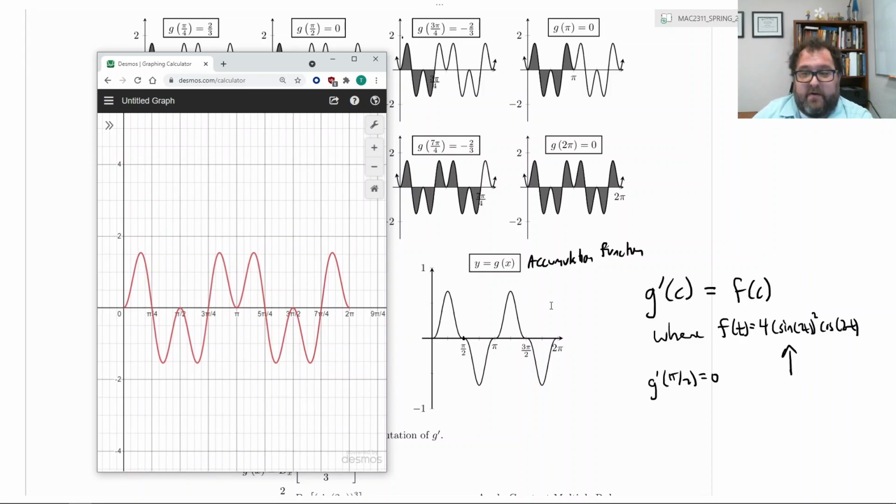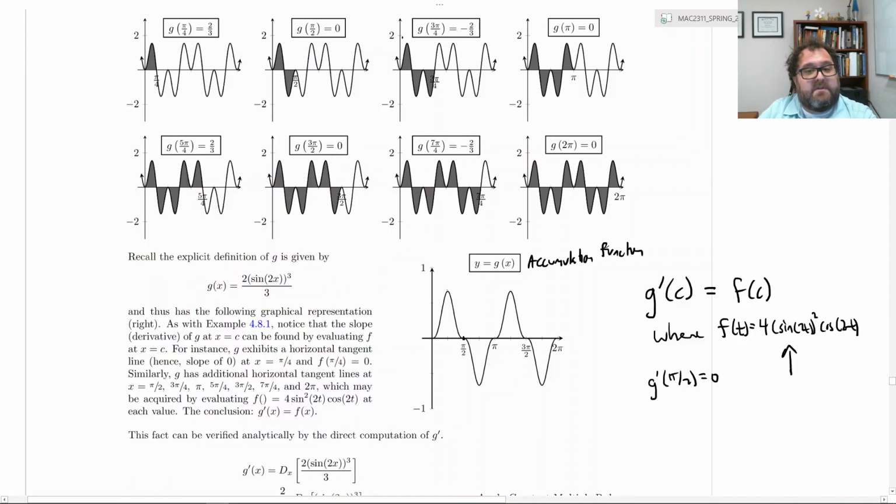Here's the accumulation function. So the major link that you need to see is that if you want the slope on the accumulation function, say like I said, pi over 2, or let's say right there, what's the slope right there? It's a peak, has a slope of 0.